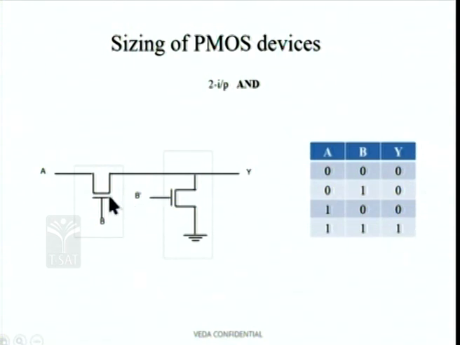When A is 1 and B is 0, this device is off. This device is off. I am getting a call. Let me take this call.